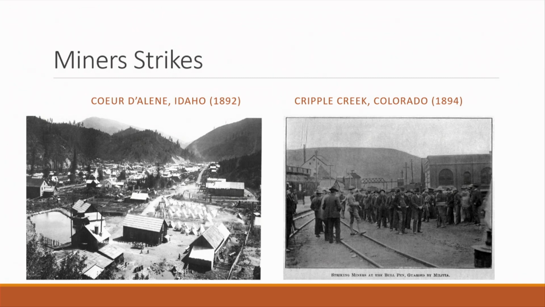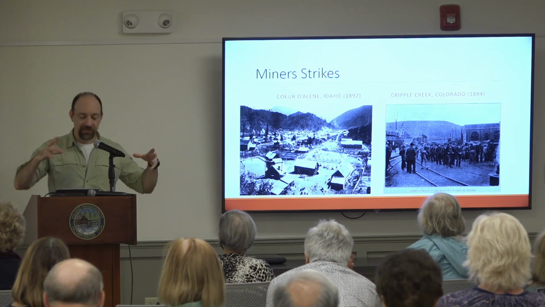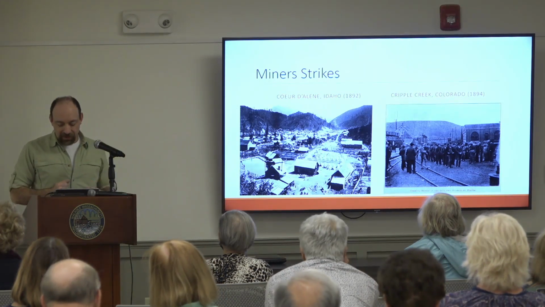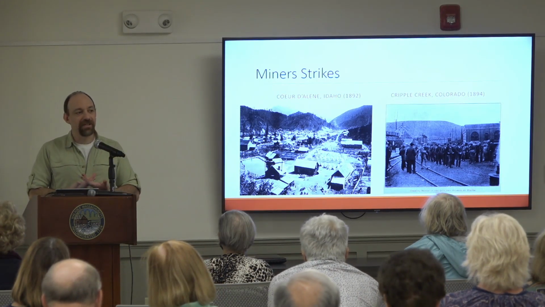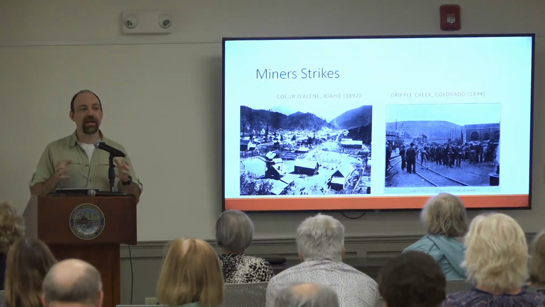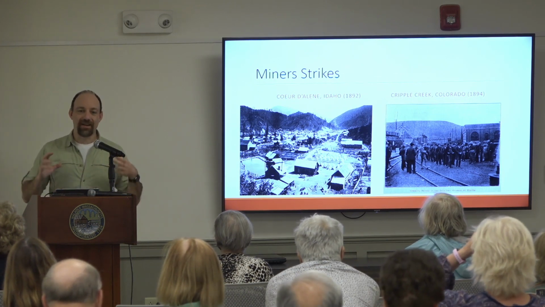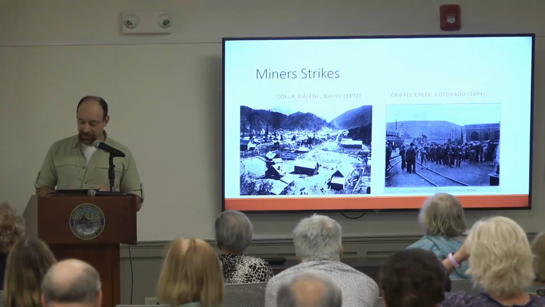The workers go out on strike, but what does the mine company do? They hire replacement workers. They hire what we call scabs to come in and work the mines. Well, the striking workers are unhappy about that, so they begin to attack the replacement workers. And you have this bloodshed and this fighting that occurs in the streets. Eventually, the state militia and federal troops are sent in to restore order and to suppress the strike. And those striking workers at Coeur d'Alene essentially lose out. They are forced back to work without any improvement in their conditions.